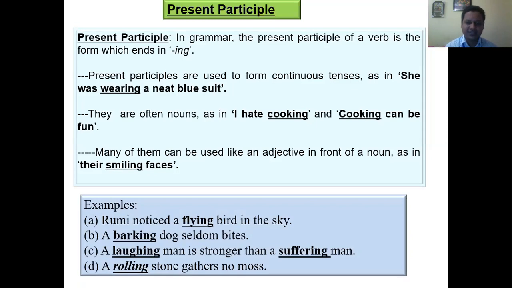A barking dog seldom bites. A laughing man is stronger than a suffering man. A rolling stone gathers no moss. You can see flying, barking, laughing, suffering, rolling. All are present participles. Here they're working as verb and adjective, double part of speech. So these are examples of present participle.